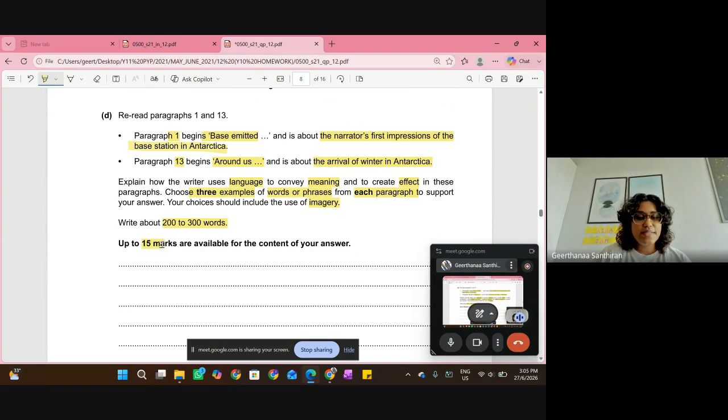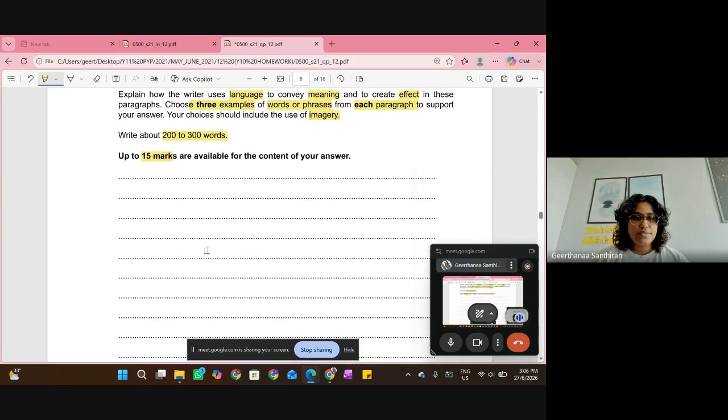Up to 15 marks are available for the content of your answer. So they don't really mind language. Of course, make sure your spelling, punctuation, grammar is good. You want to give a good first impression, but it's all about the analysis. So 15 marks. Of course, the way examiners mark, they will see your answer as a whole, overall, right, to give you a score. But I think it helps to think about it mathematically. So let's break it down.